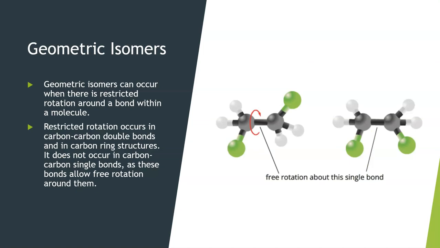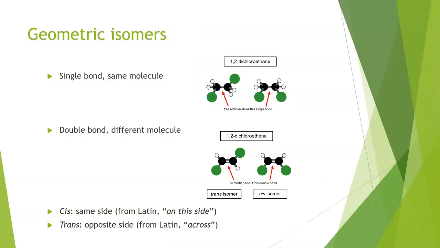Essentially, when we have restricted rotation around a bond, we can get a geometric isomer. This can occur when we have a carbon-carbon double bond or a ring structure within our molecule. It doesn't occur in carbon-carbon single bonds because these have free rotation around the bond. If the groups get too close together, they can just rotate and repel each other and they have that free movement. However, as soon as we put a double bond in there, we restrict that movement. So for a single bond, if the groups are positioned on different sides of the molecule, they're the same molecule because we can have that free rotation.